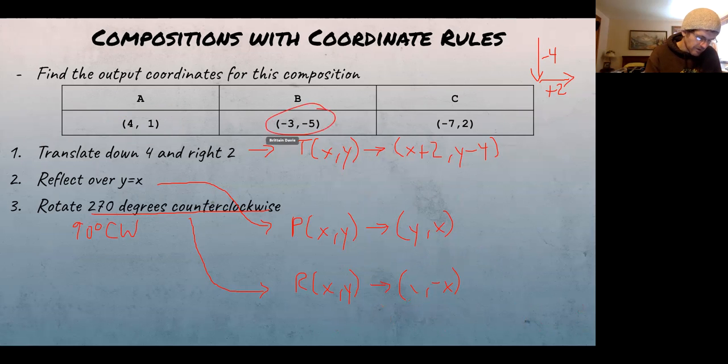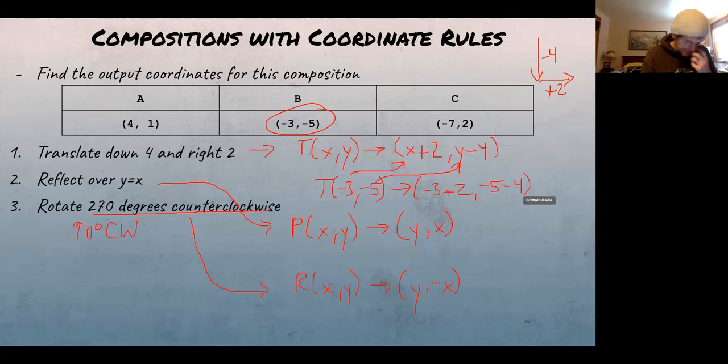So now we're going to use this. That should still be a y right there. All right, let me plug this point in. T of negative 3, negative 5 becomes, I'm going to plug negative 3 in for x, negative 5 in for y. So negative 3 plus 2, negative 5 minus 4. All right, we need to know how to do this. So negative 3 plus 2 is going to be negative 1. Negative 5 minus 4 is negative 9.